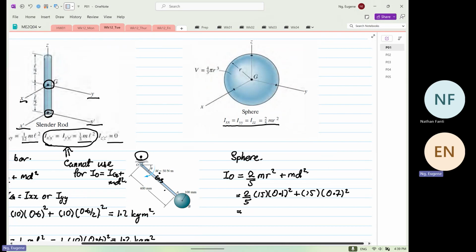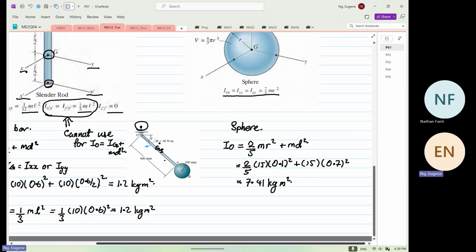So from here, we have 2/5 times 15 times 0.1 squared plus 15 times 0.7 squared, which is equal to 7.41 kilogram meter squared. Let me do it again, please. 7.41 kilogram meter squared. Okay, so now we have all the information.